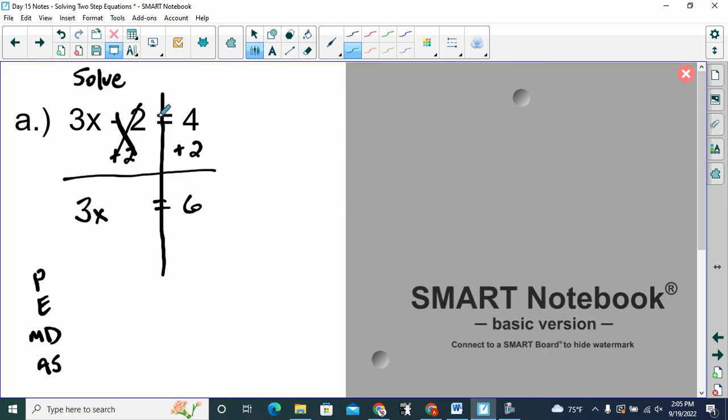I've completed one step. I need to undo this multiplication here. I undo multiplication by dividing both sides by 3. 3 divided by 3 is 1. That cancels. I just get x equals 2. X equals 2 is our solution. As always, we can check it. If I plug in 2 for x, I have 3 times 2 is 6. 6 minus 2 does give me 4. My solution checks.